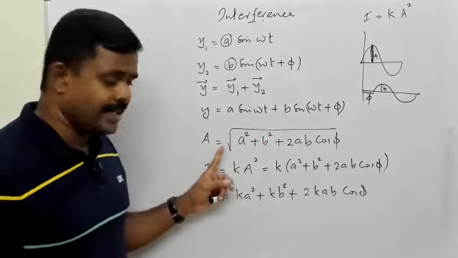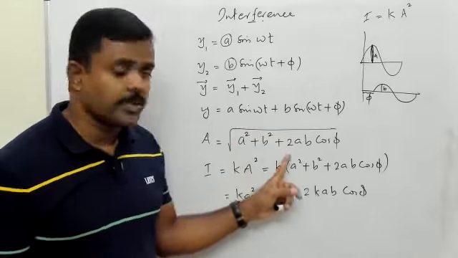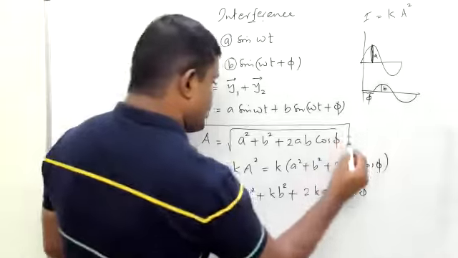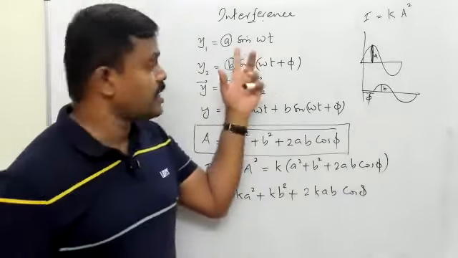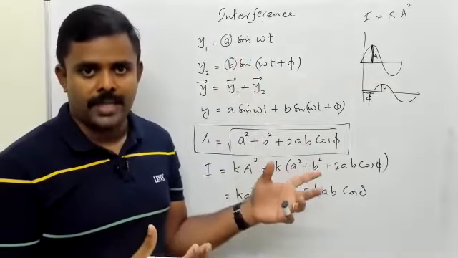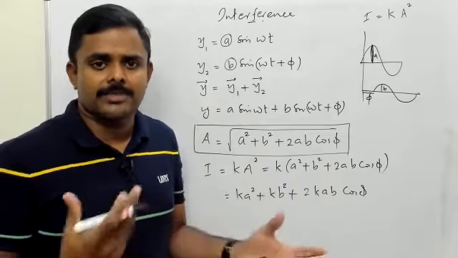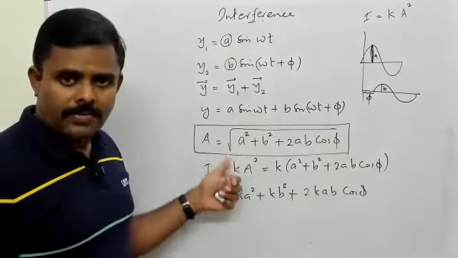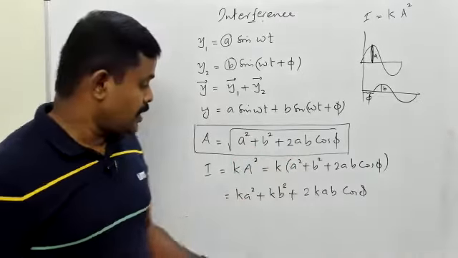A is equal to, and that involves a little bit of trigonometry, root of a square plus b square plus 2ab cos phi. This is the equation for resultant amplitude. You expected a plus b, right? First one had an amplitude of a, second one had an amplitude of b. So when they join together, our expectation is a plus b. But instead, what you see is root of a square plus b square plus 2ab cos phi.